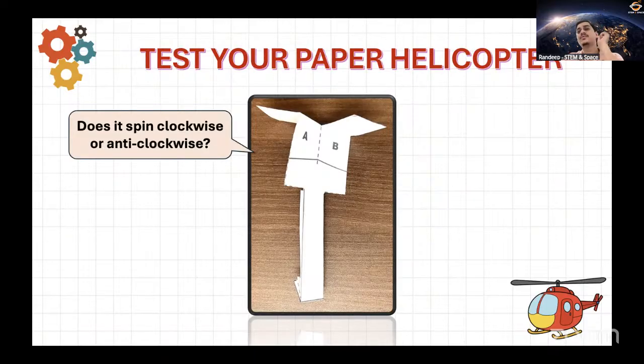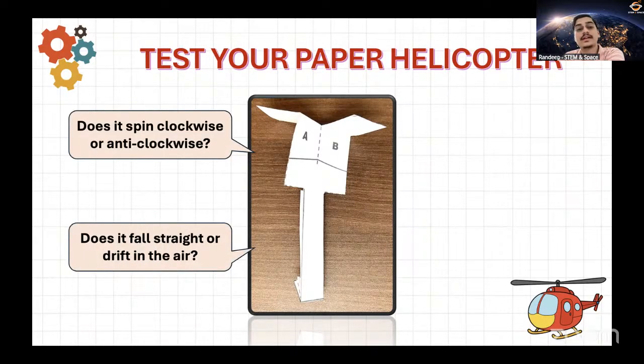What you can do is that when you are doing your own testing, do note down if it is spinning clockwise or anti-clockwise. Is there any kind of change that you can do so that instead of clockwise, it starts rotating in the opposite direction? Or if it was rotating anti-clockwise, it starts rotating in clockwise direction. What kind of variation will you do for that?